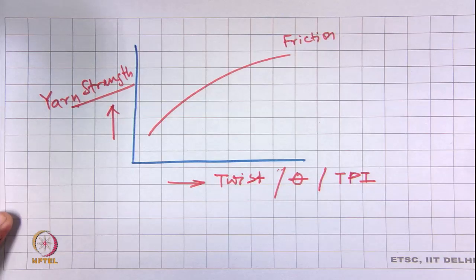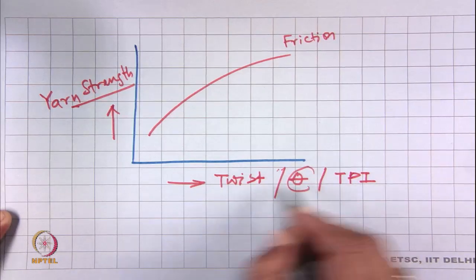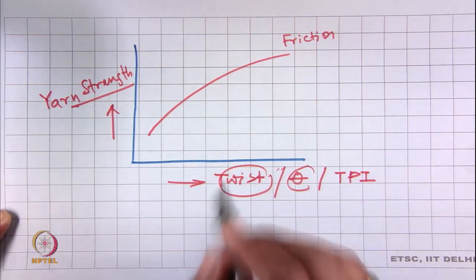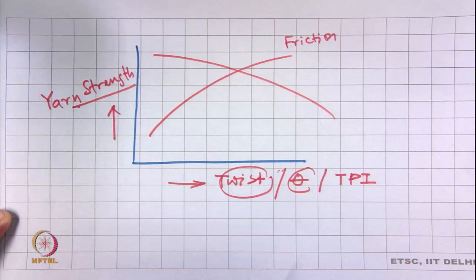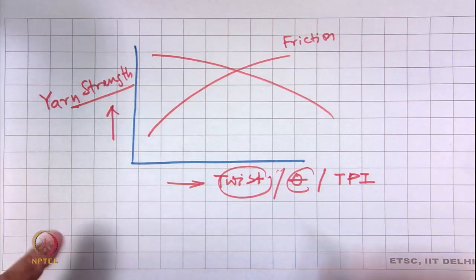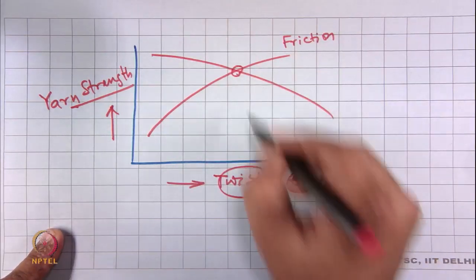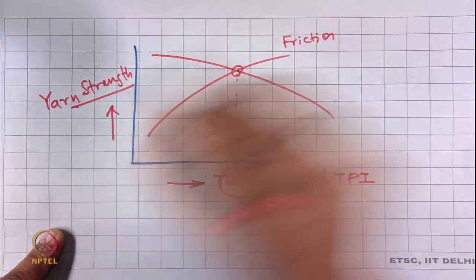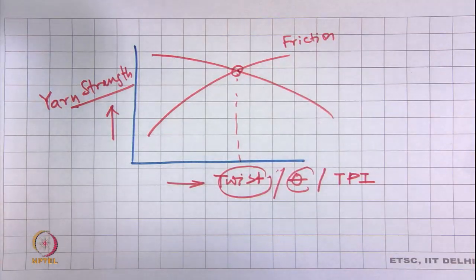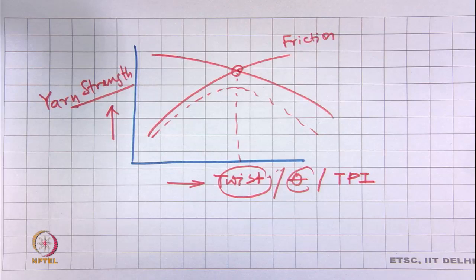Okay. Another component is that, as we have explained just now, with the increase in twist, the contribution of fiber strength towards the yarn strength will continuously decrease. So, this is the level of twist where these two curves are matching. Now, if we take the average of the effect of both the factors, then we will see a curve like this.